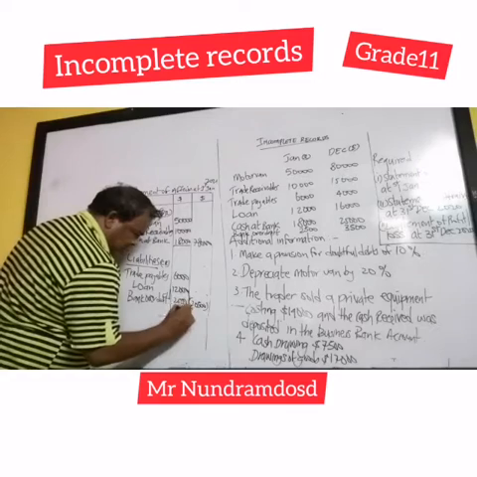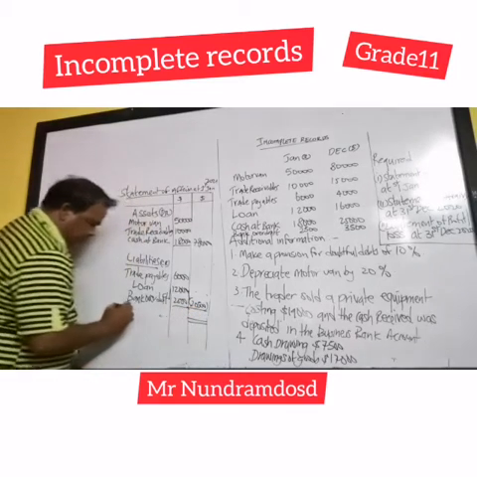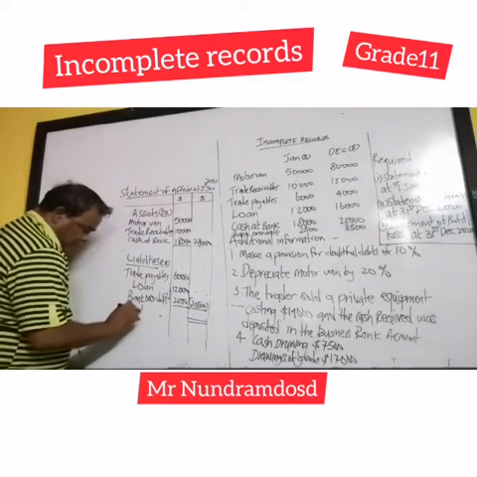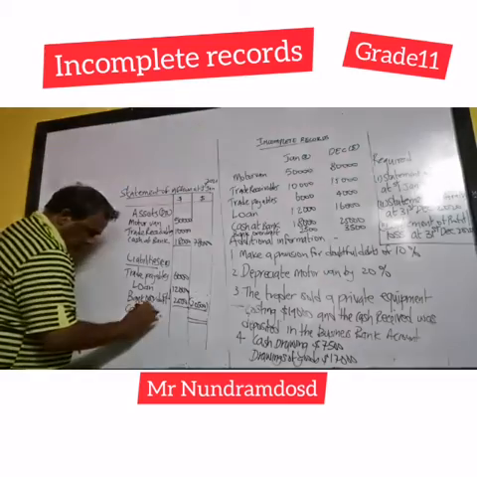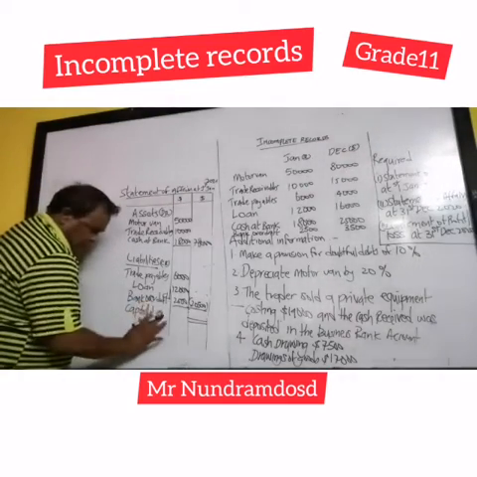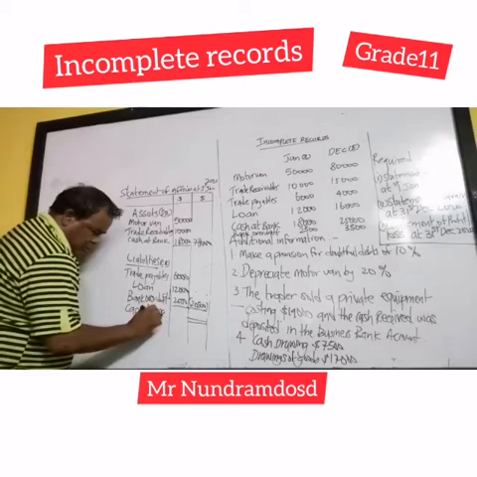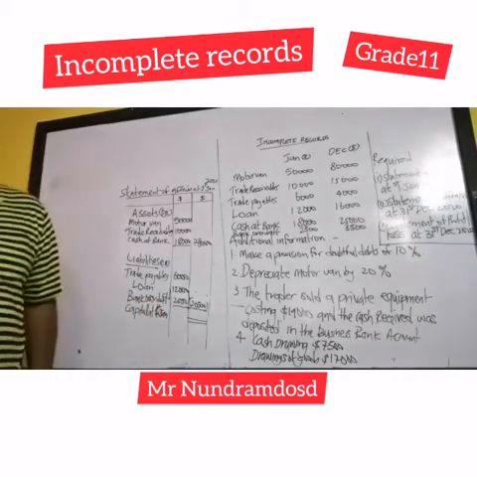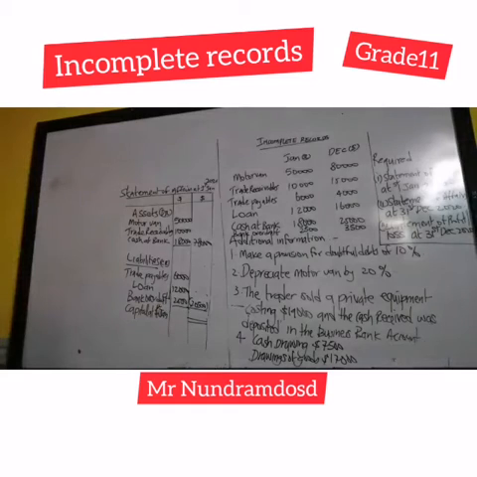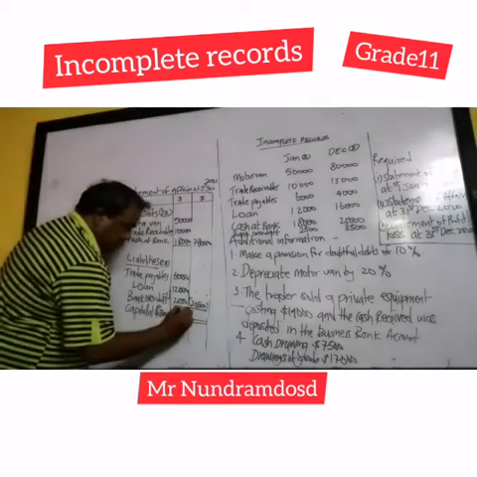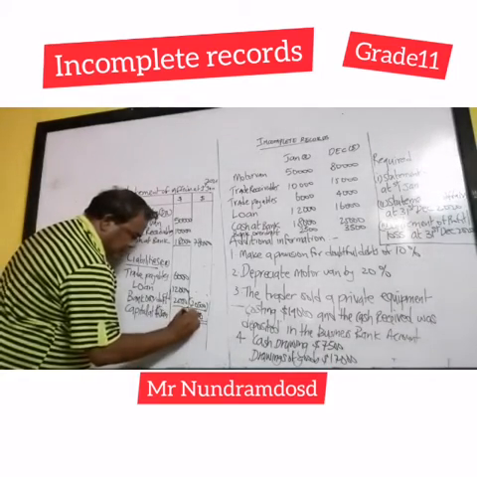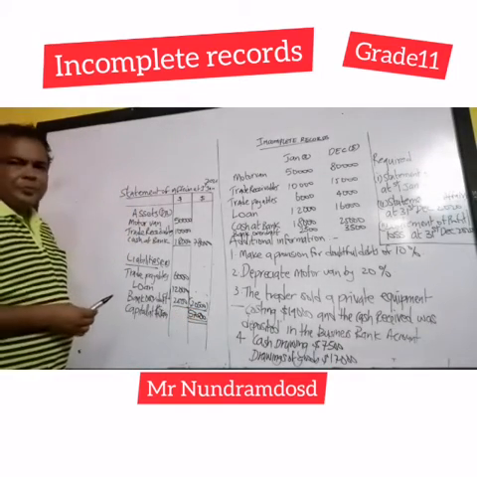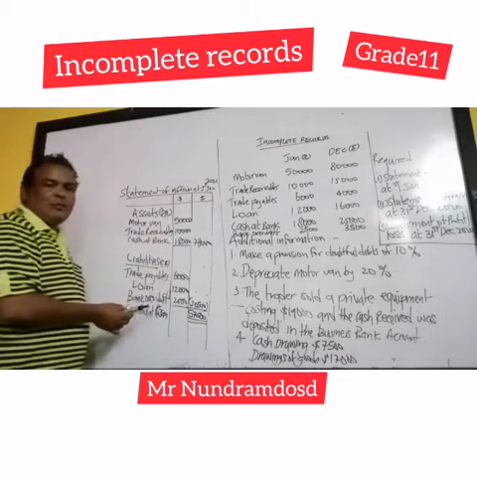So the difference will give us capital at start, capital at 1st January. So how much? 78,000 less 20,500 gives us 57,500 capital at start. Okay? Very easy to prepare statement of affairs at the start.